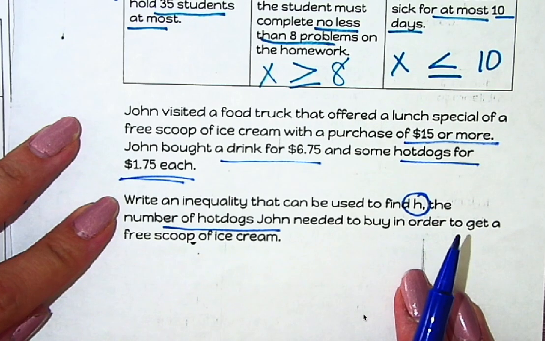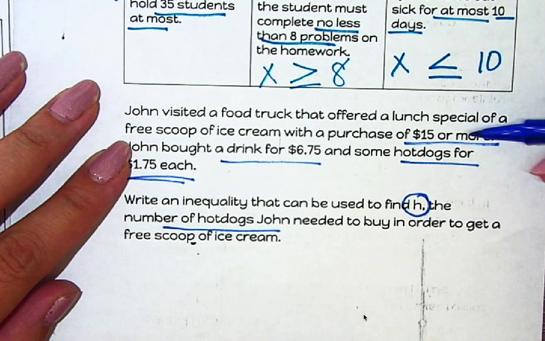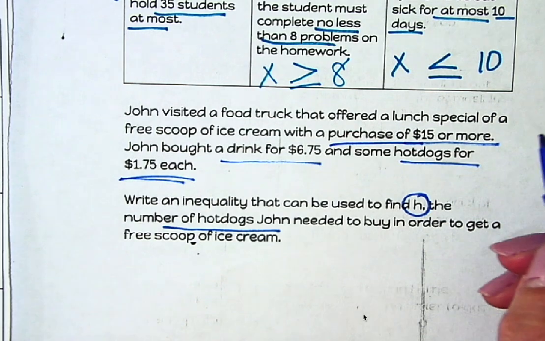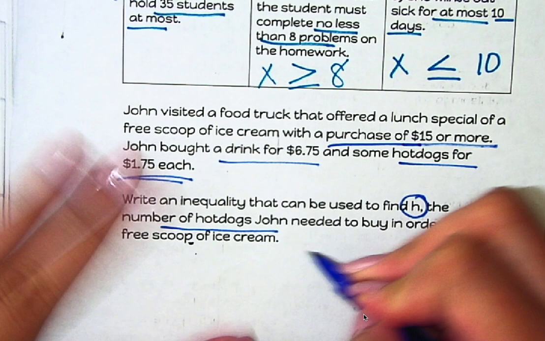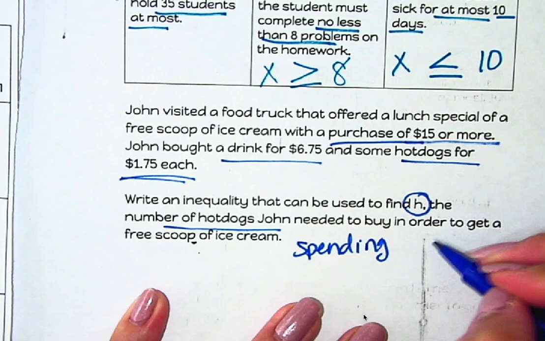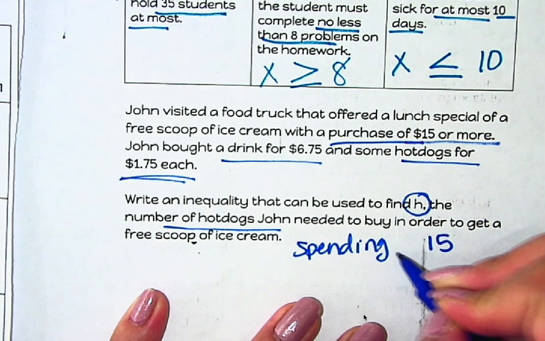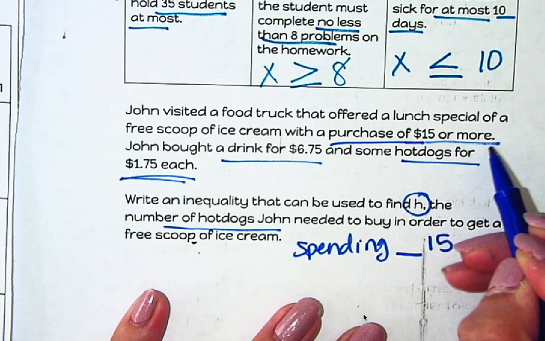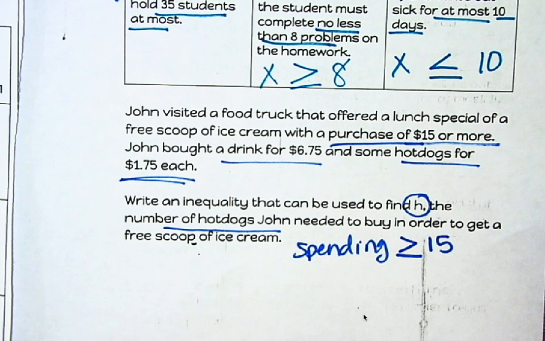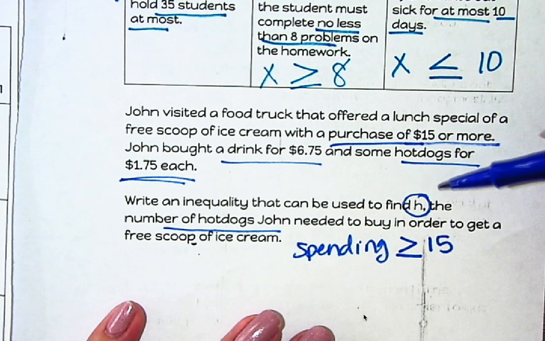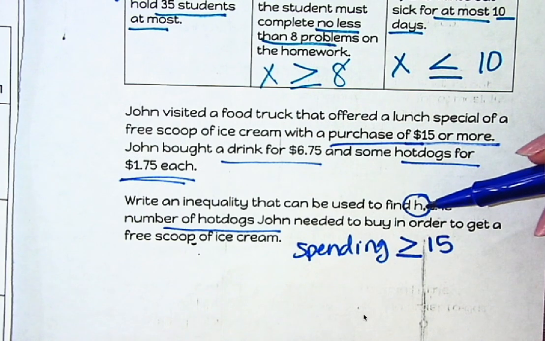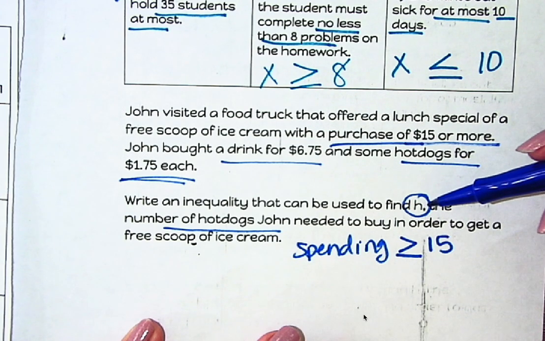Okay, so we have this. He purchased $15 or more, right? So $15, he's spending $15. So $15, can he spend equal to 15? Yes. He wants to spend more than 15, so it's going to be our greater than sign. Okay? The next part, we're writing our equation, we need to figure out our variable, right? Our variable is H, and H represents the number of hot dogs.